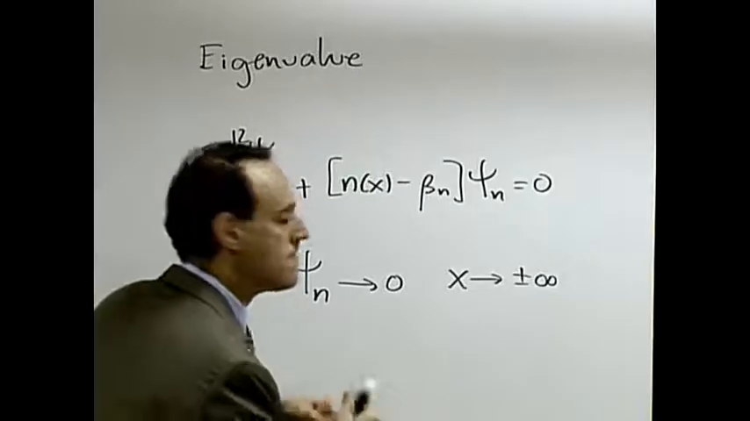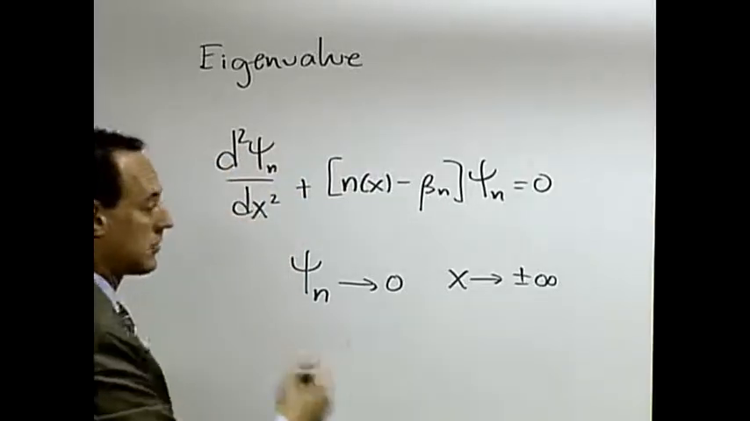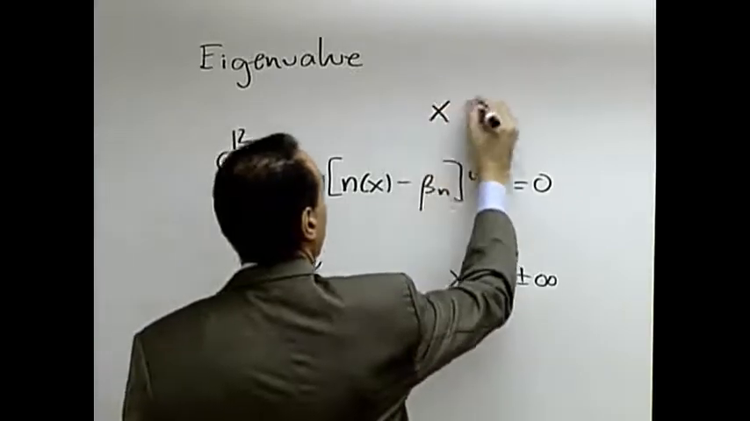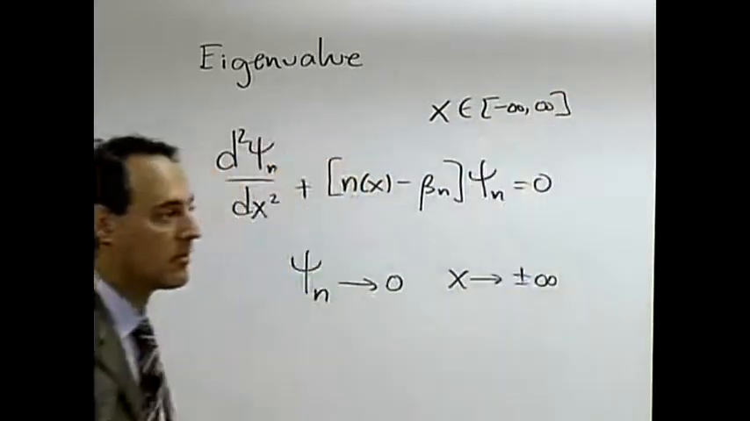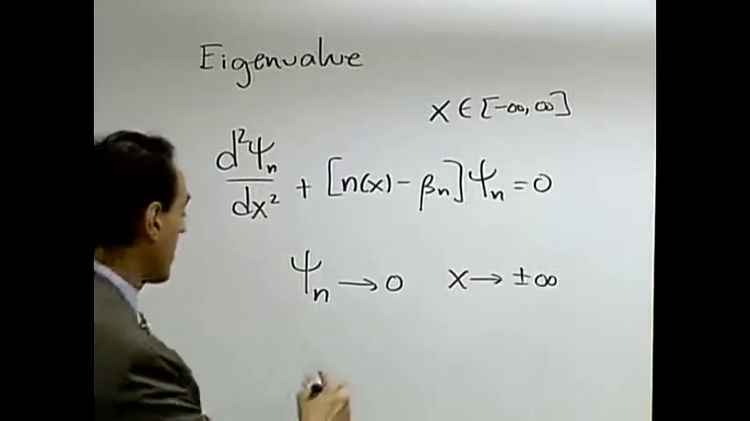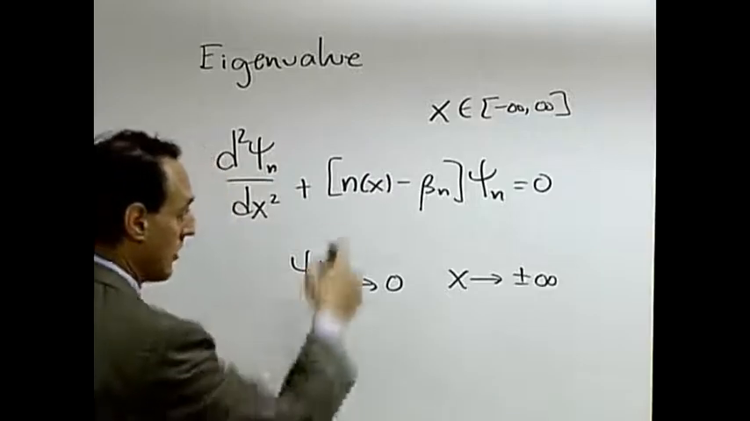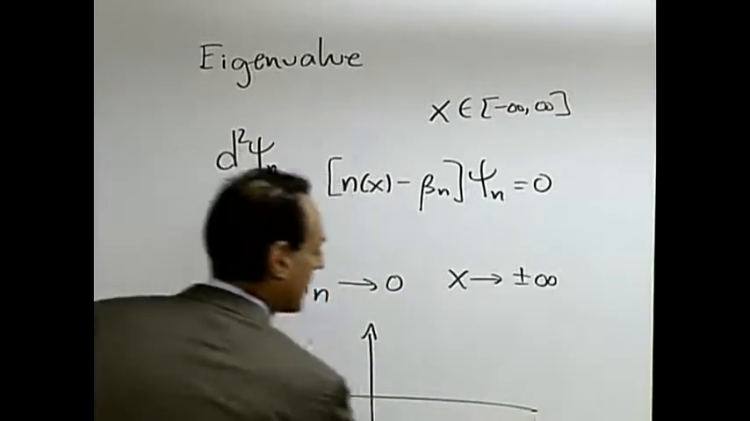Is x a scalar, or is it a vector? Does it matter? x is a scalar. x goes from negative infinity to infinity. It plays the role of t, what we had before. And psi sub n? That's the function. That's the x-dependent function. It's going to have some shape. So I'm trying to figure out what this thing looks like in x.